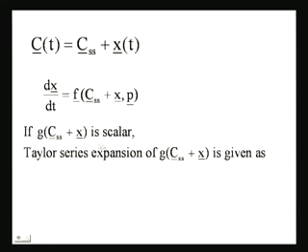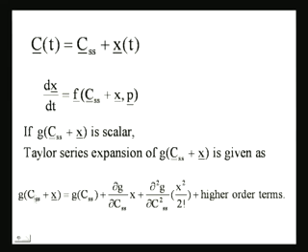If g, which is a function of CSS plus x, is a scalar, then I am going to go to the vector form of that later. I am giving you the simpler thing today, which is the Taylor series expansion in a scalar form. So the Taylor series expansion of G is given as this. G of CSS plus x is simply G at Cs plus del G del Cs times x plus del 2G del Cs square.